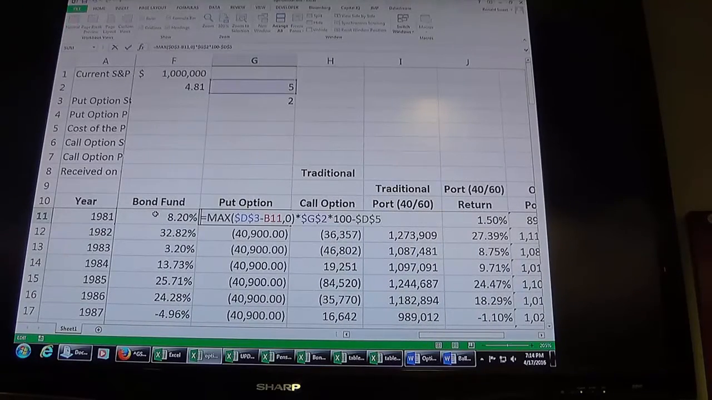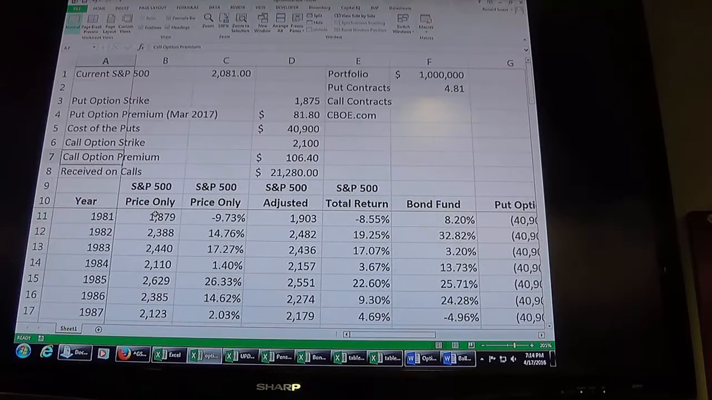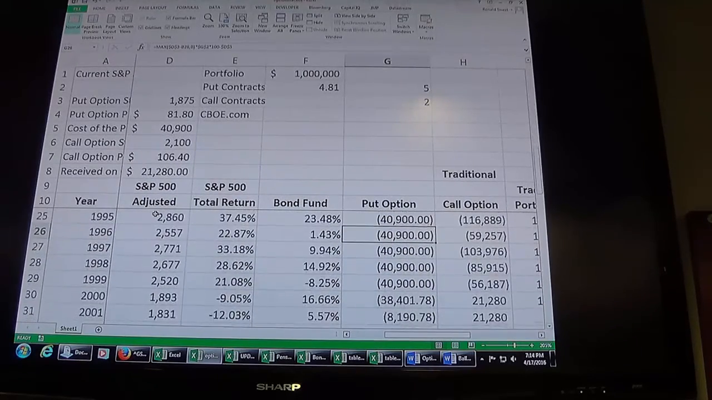Y'all remember this formula, right? The max of the strike minus the actual value. So the D3 was the strike price. The B11 is that price we just came up with, so 0. So here we get 0 times our number of contracts times 100 minus the cost of the put. Since the puts cost 4,900, we're going to see 4,900 a lot all the way down here.